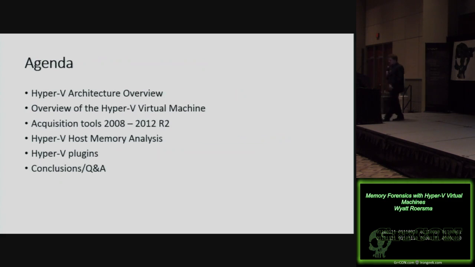So what's the agenda of this talk? I'm going to talk about the Hyper-V architecture overview, just to give you a basic understanding of it, because it doesn't really work like a lot of hypervisors. And then we're going to go over the Hyper-V virtual machine, give you some basics on it, and go through a little bit of acquisition tools between 2008 R2 and 2012 R2. I'll give you the caveats, ins and outs, pros and cons, et cetera. And then a little bit of the Hyper-V host layer, so doing some forensics at the root partition layer. I'll get a little bit into the root partition a little bit later.